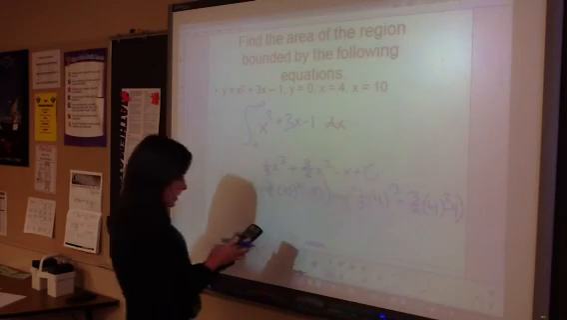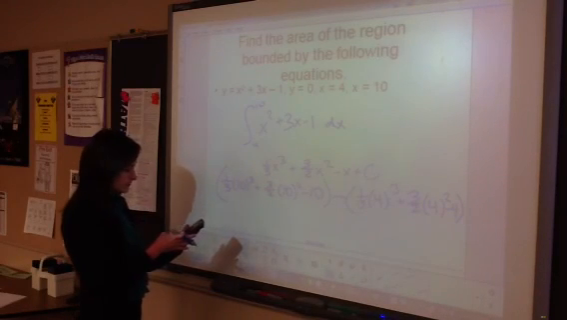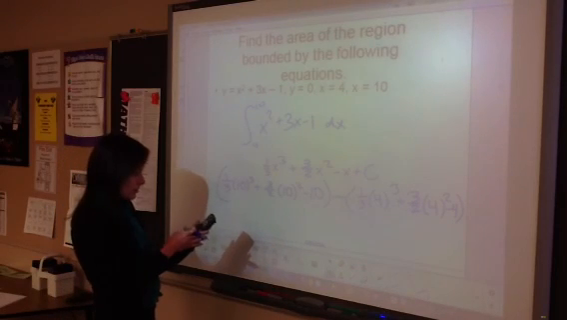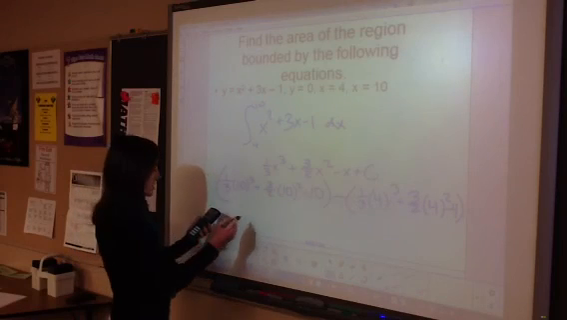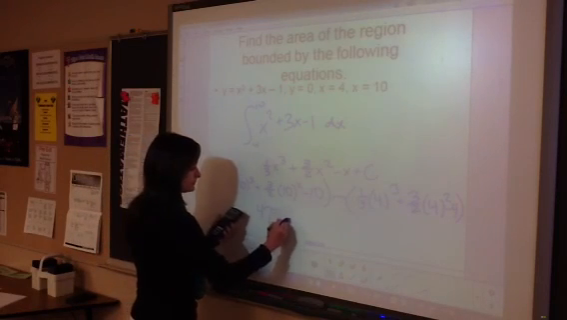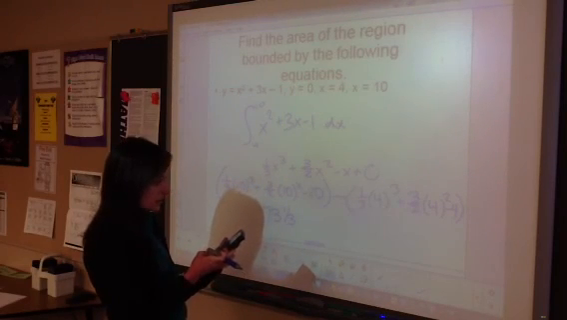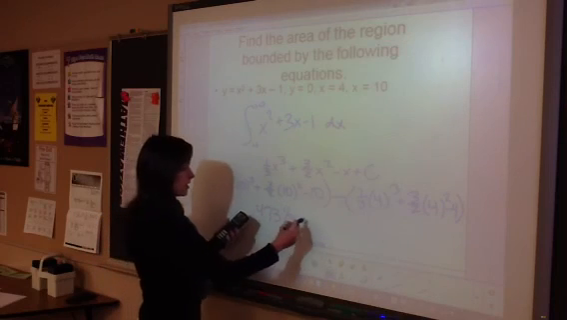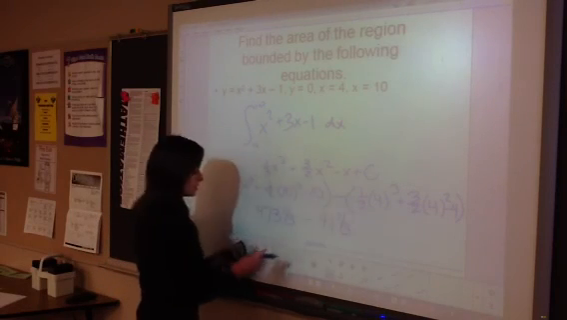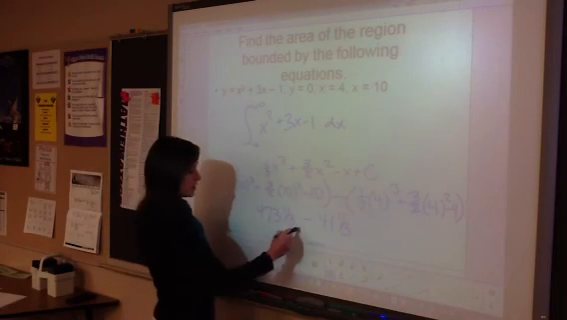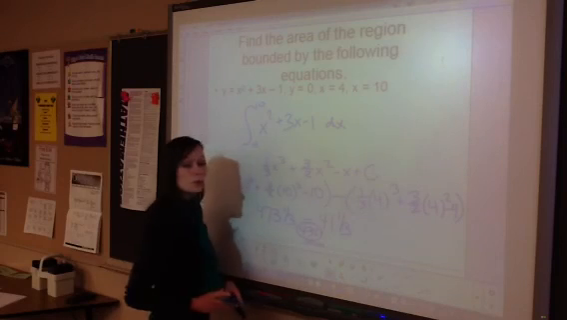Okay, so when you plug in 10, you get 473 1/3. When you plug in 4, you get 41 1/3. So if you subtract 473 1/3 minus 41 1/3, you get 432 units squared.